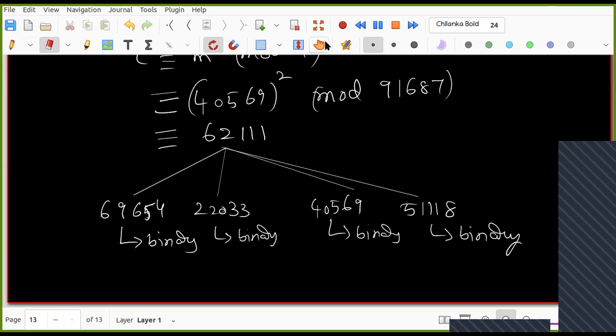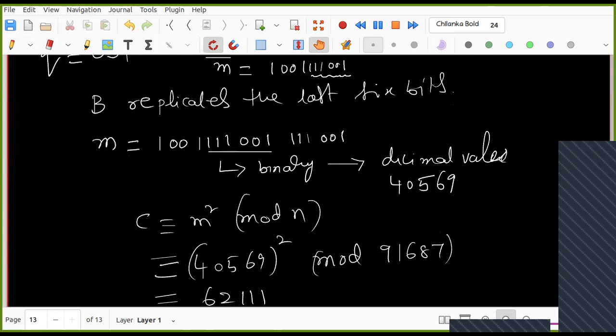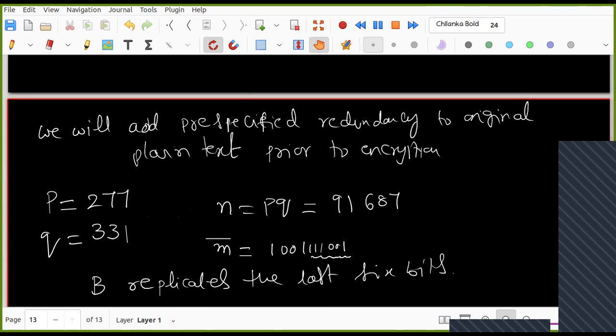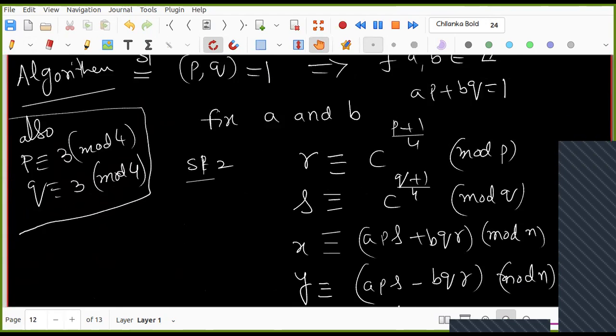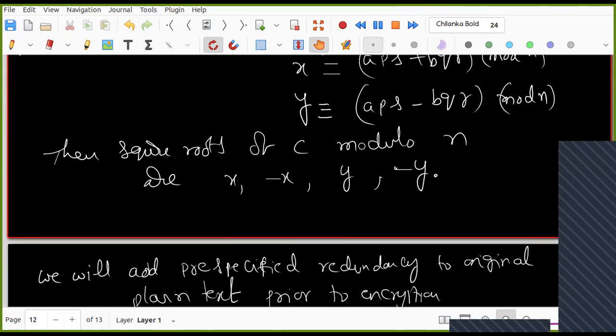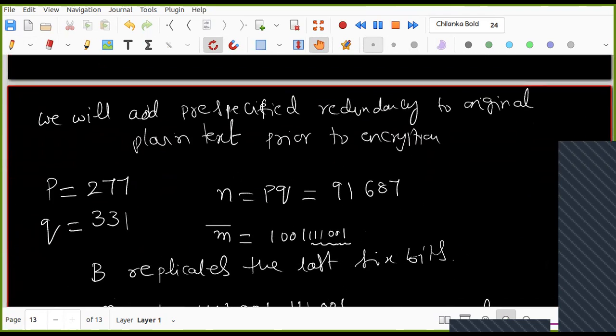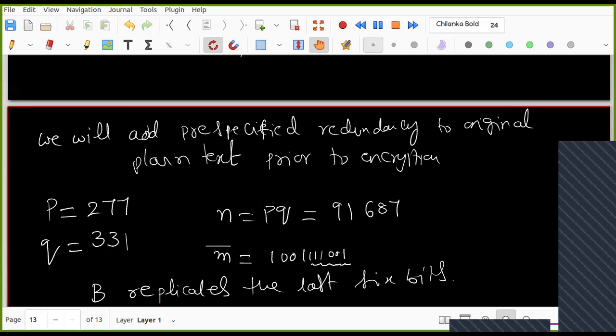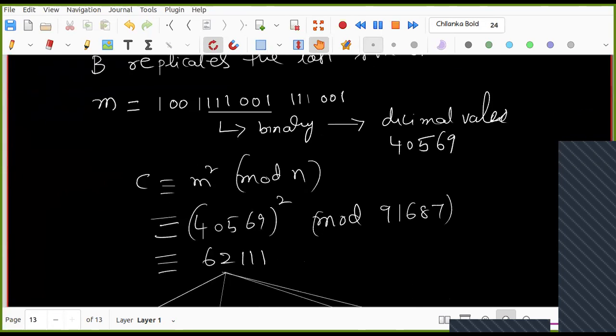So is the Rabin method clear? Yes, sir. Nothing actually, very simple. The only thing is that to get exactly one, we have to introduce some pre-specified redundancy. With that idea, we can work it out.